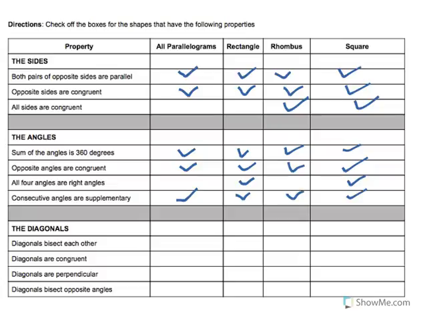Now we're going to talk about the diagonals. The diagonals bisect each other. That is true for all parallelograms, so it's for all of them. The diagonals are congruent. That is true only for a rectangle and a square. Diagonals are perpendicular. It's true for only a rhombus and a square. And the diagonals bisect opposite angles. It's true for a rhombus and a square.